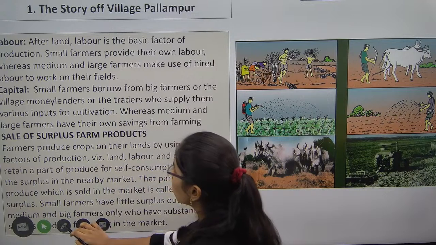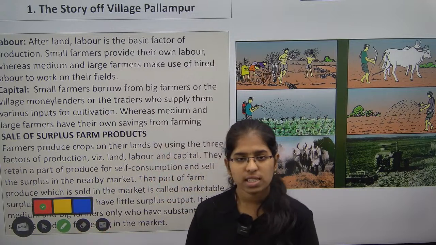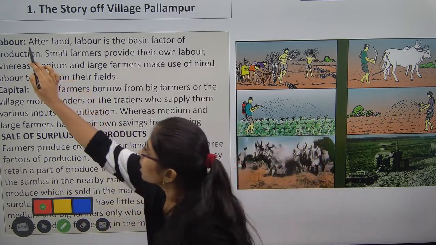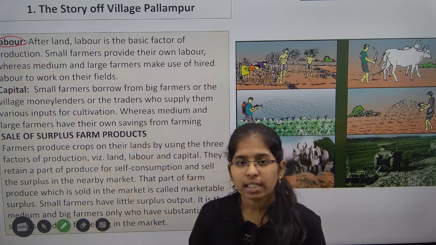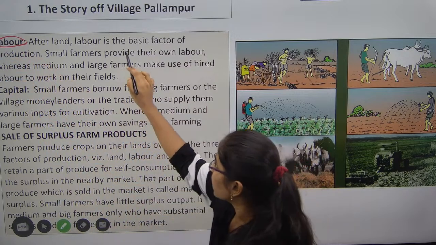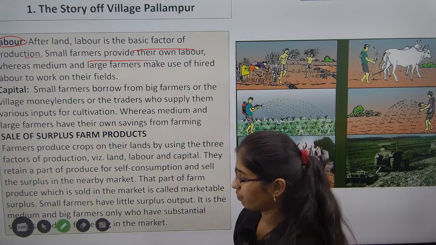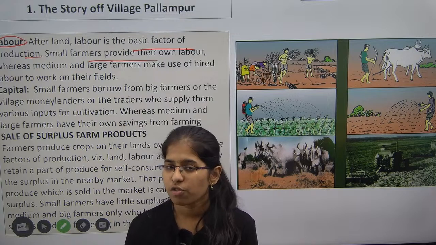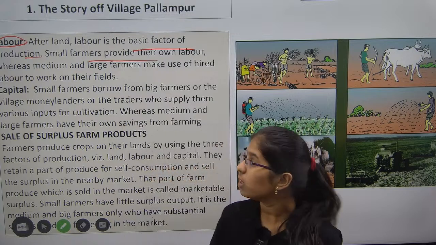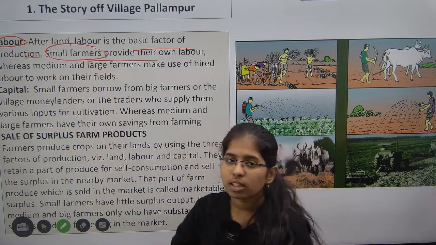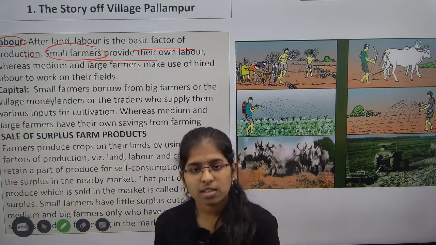And we'll see, after land it was labor. Definitely labor constitutes an important element for production. Labor is the basic factor of production. See, there were small farmers and big farmers. The small farmers, what they are doing is they themselves act as labor.